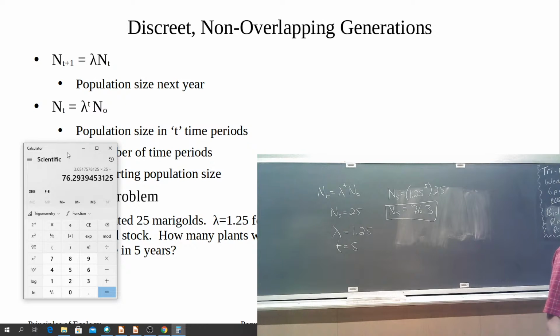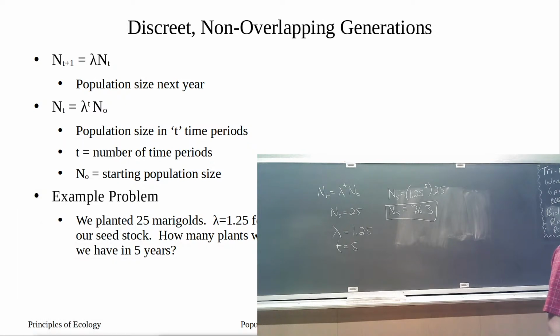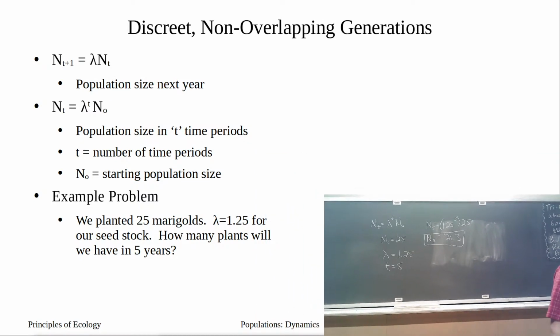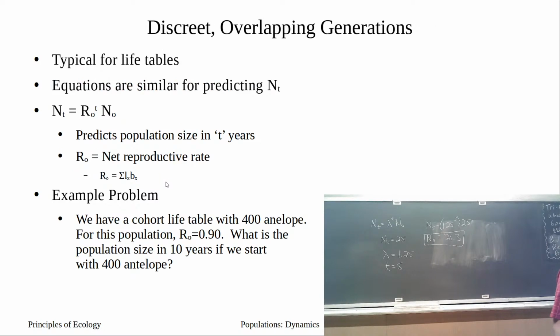All right? So that's our discrete, non-overlapping generations. What if we have overlapping generations? Overlapping generations are those where the adults have the possibility of reproducing with their offspring. Now, the reproduction is going to occur basically synchronously or within a very small period of time, so that way you can track the cohorts.